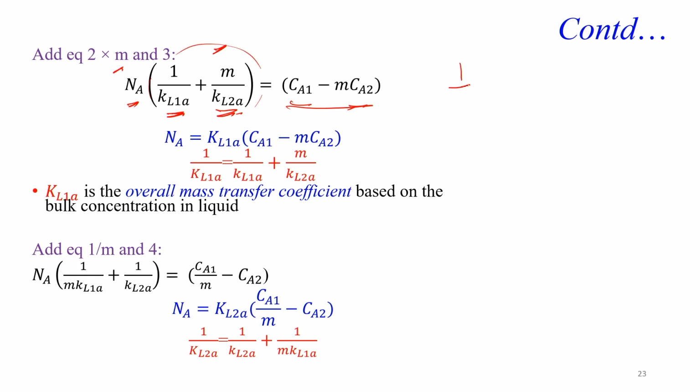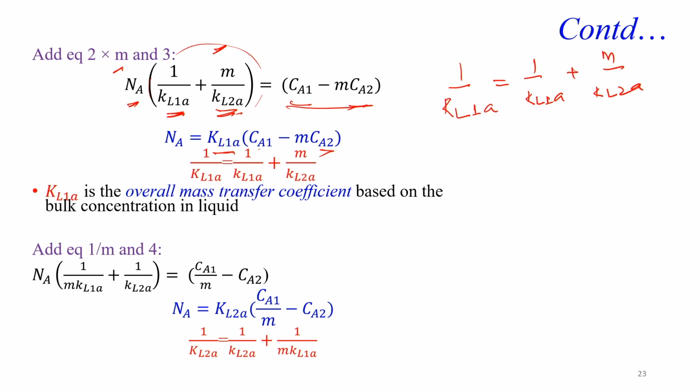So, we write the capital K: 1 upon capital K L1A equals 1 upon small k L1A plus M upon small k L2A. In this way we define the overall mass transfer coefficient, with the driving force Ca1 minus M into Ca2.